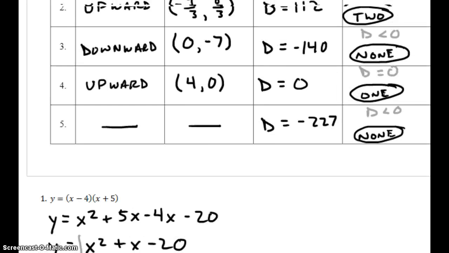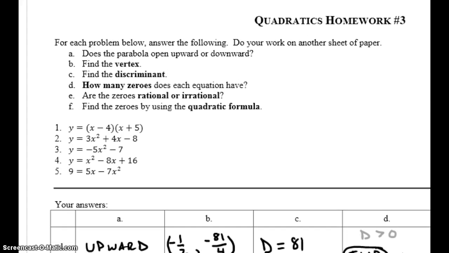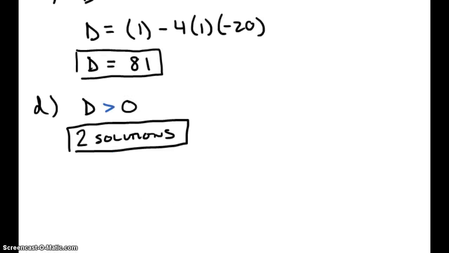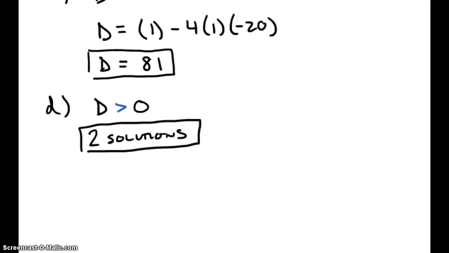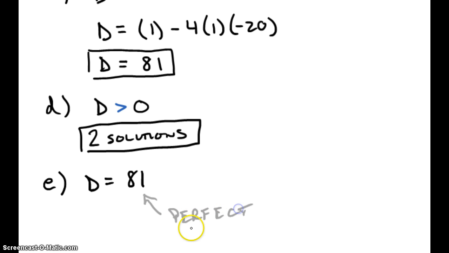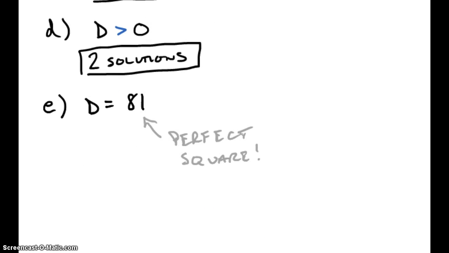So we have two solutions for part D. So how many zeros? We have 2 zeros. And next, are the zeros rational or irrational? I'm going to look at the discriminant again. If the discriminant is a perfect square, such as 81, since this is a perfect square, that means that my solutions are going to be rational.